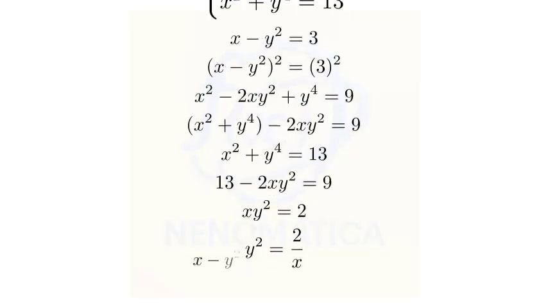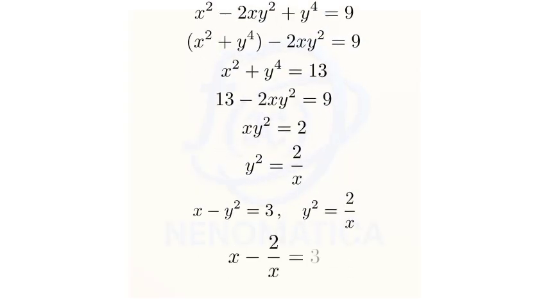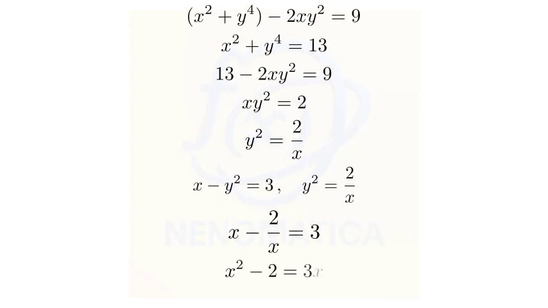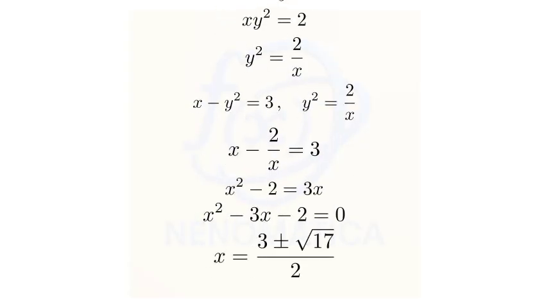Step 4. Substitute y squared equals 2 over x into x minus y squared equals 3. This gives x minus 2 over x equals 3. Step 5. Multiply both sides by x to clear the denominator: x squared minus 2 equals 3x. Move all terms to one side: x squared minus 3x minus 2 equals 0. Step 6. Use the quadratic formula to find x equals (3 plus or minus the square root of 17) over 2.